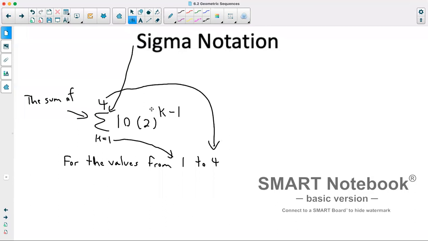So essentially, if we were calculating this, this would be the same as 10 times 2 to the power of 1 minus 1, plus 10 times 2 to the 2 minus 1, plus 10 times 2 to the 3 minus 1, plus 10 times 2 to the 4 minus 1. So we've gone from a value of 1 here to a value of 4 here.